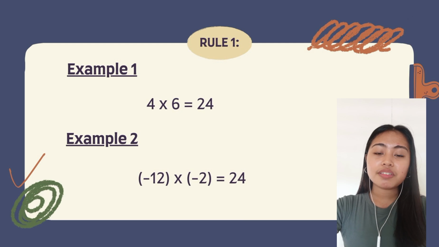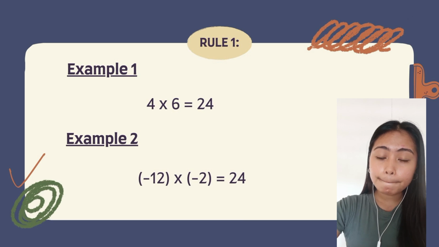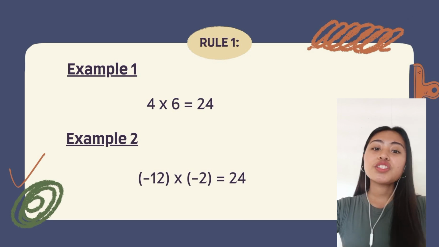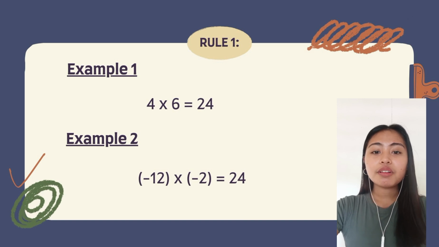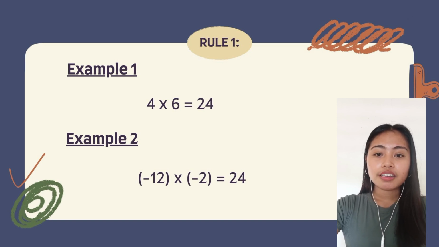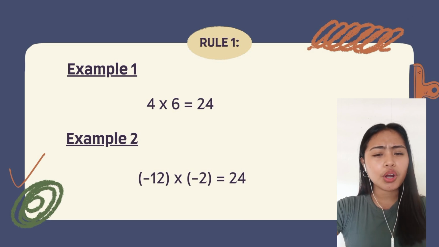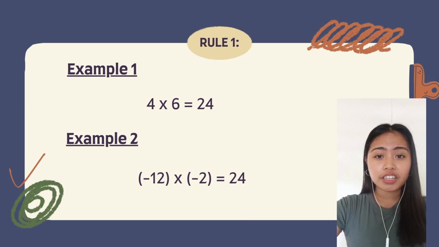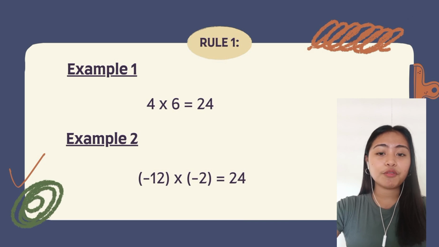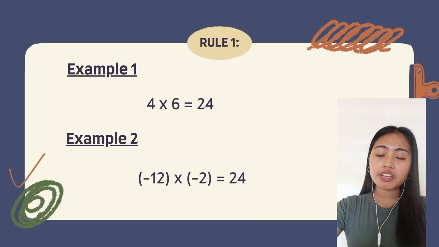Example number 1, Ms. Santos, 4 times 6 is equal to 24. What makes the equation having a positive product? Very good. Since 4 and 6 are both positive numbers. Example number 2, Mr. Castro. Negative 12 times negative 2 is equal to 24. Why is the answer positive 24? Very good. Since the rule states that if we multiply two same signs, the answer will always be a positive.